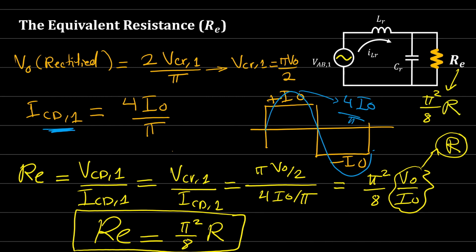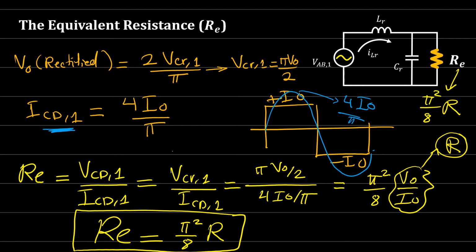Now, if you remember, for the series resonant converters, the equivalent resistance is equal to how much? 8 over pi squared times R. But for the parallel resonant converters, pi squared over 8 times R. Okay, they are different, so it depends on the converter. Here of course the values are different because the behavior of the circuit is different. The values of the current, the rectified current, the rectified voltage are different. So of course we have different values here.